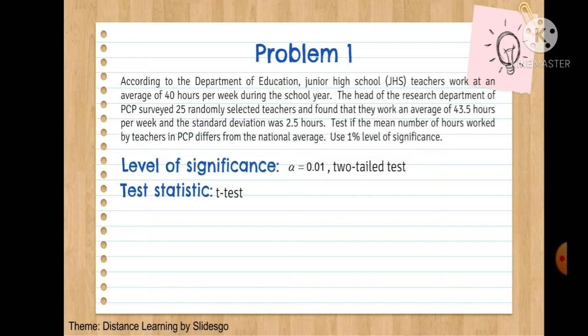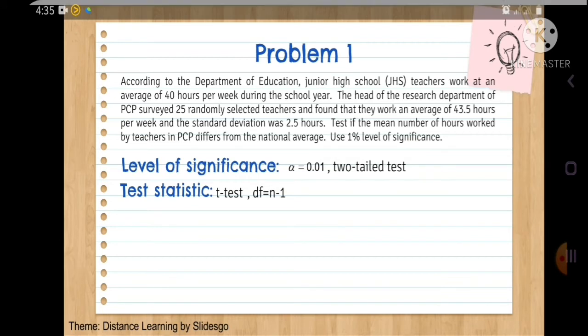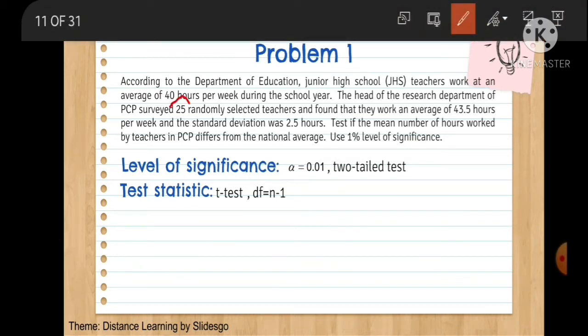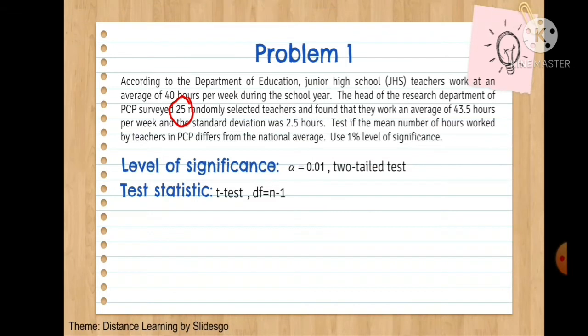Now, if we are going to use t-test, we will determine df. df for this case is n minus 1. Our n here is equal to 25. This is our n, so we are going to subtract this by 1. So our df is equal to 24. Now let us determine our critical regions. Remember, we are going to use a two-tailed test. That is why we have two critical regions.